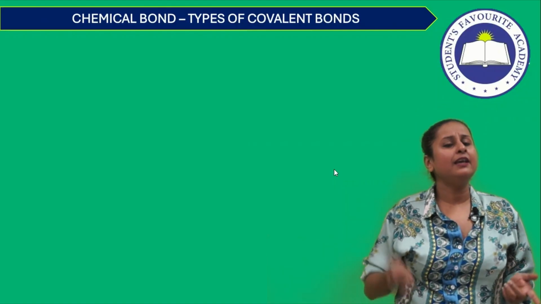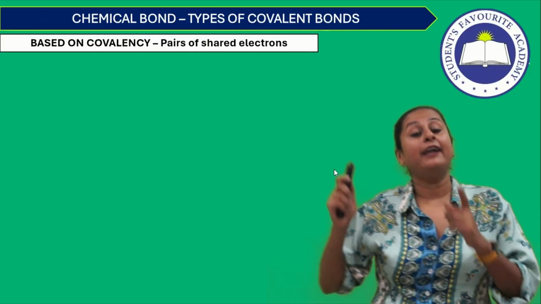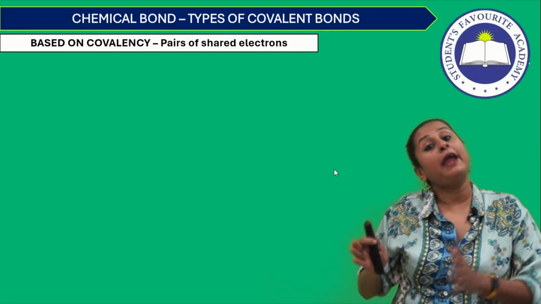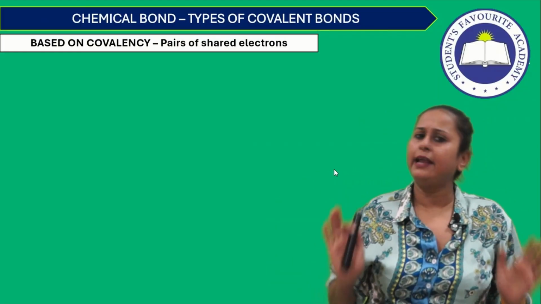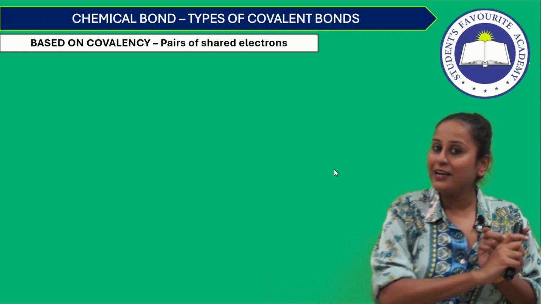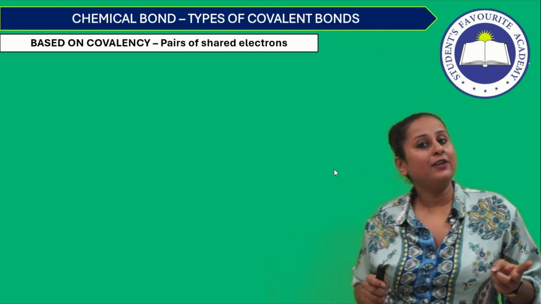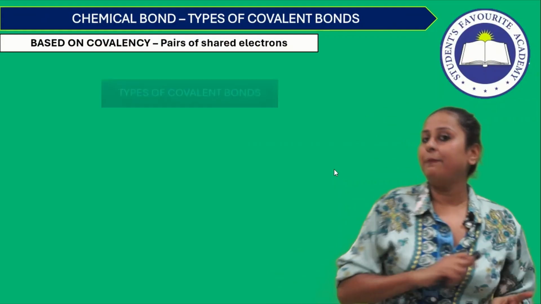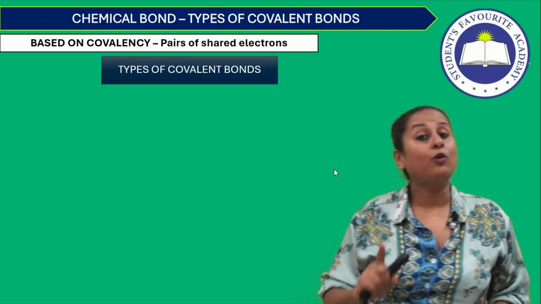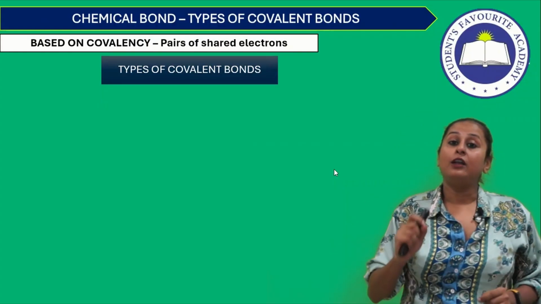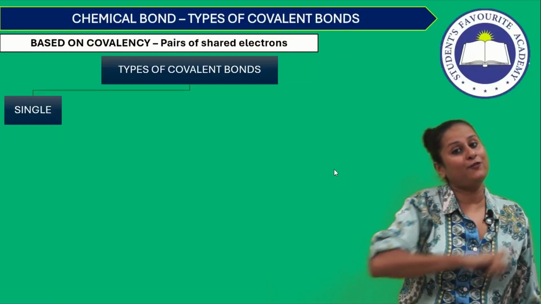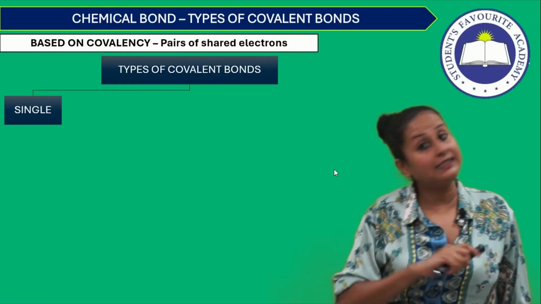What is covalency? The number of shared electrons by each of the elements, or we can say the number of pairs of electrons that are shared between any 2 elements. So based on covalency, either 1 pair of electrons can be shared, 2 pairs, or 3 pairs. When 1 pair of electrons is shared, or when covalency is 1, we call it a single covalent bond. Why is it a single covalent bond? Only 1 pair of electrons is shared, like our example of HCl.